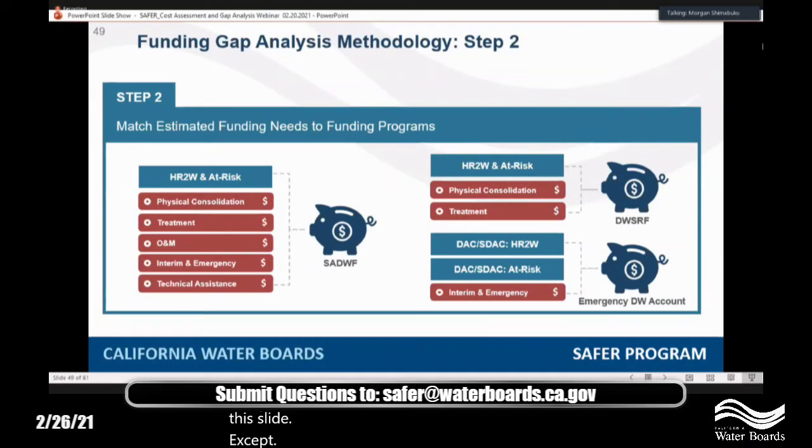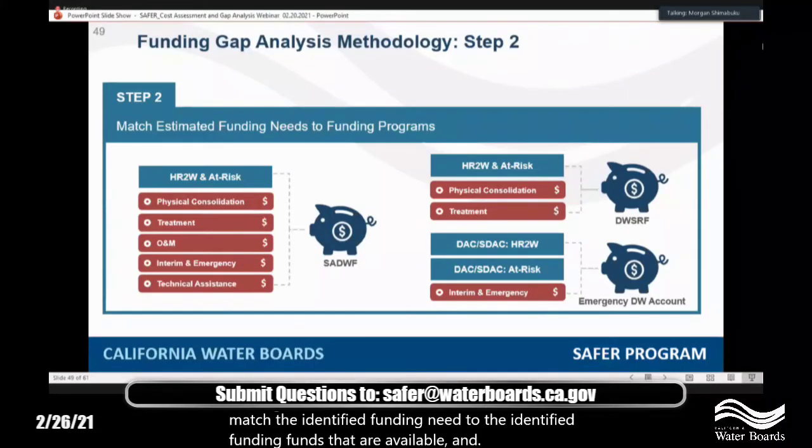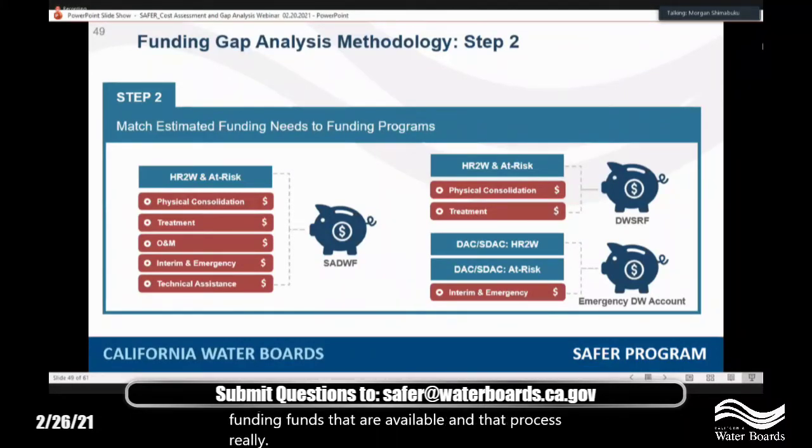So step 2 of the funding gap analysis is to match the identified funding need to the identified funds that are available. And that process really requires looking at the system types as well as the community types or DAC status and size, and then looking at the grant eligibilities within all of those different state water board programs. So next slide.